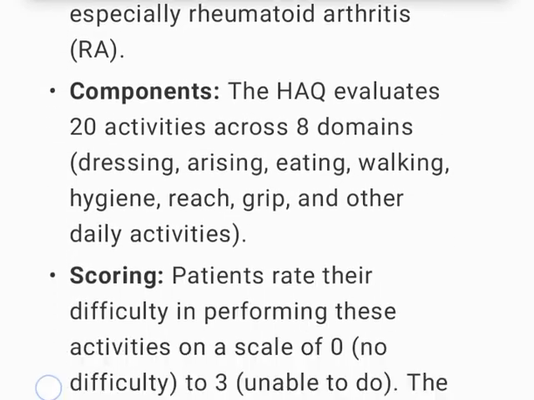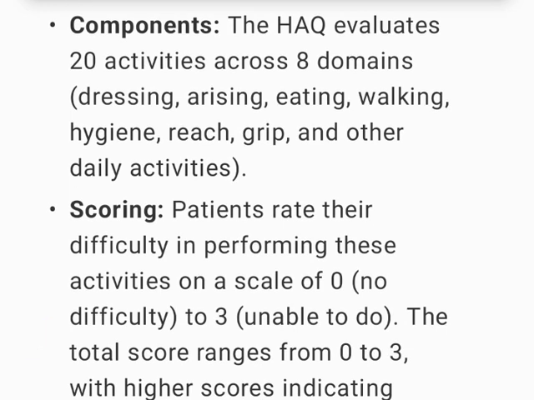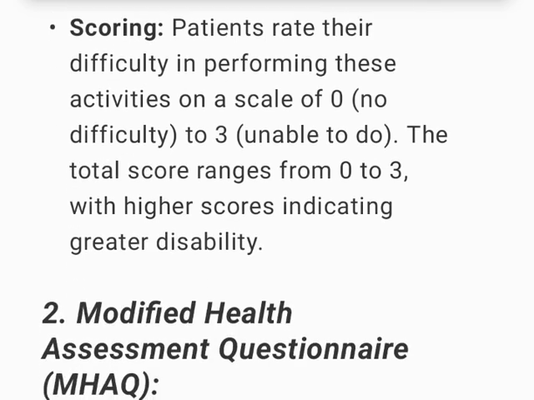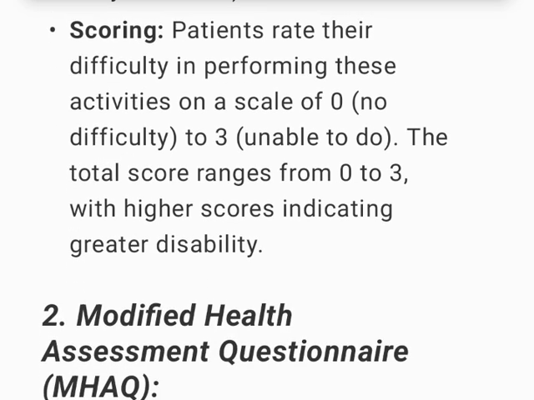Components. The HAQ evaluates 20 activities across 8 domains: dressing, arising, eating, walking, hygiene, reach, grip, and other daily activities. Scoring. Patients rate their difficulty in performing these activities on a scale of 0, no difficulty, to 3, unable to do. The total score ranges from 0 to 3, with higher scores indicating greater disability.